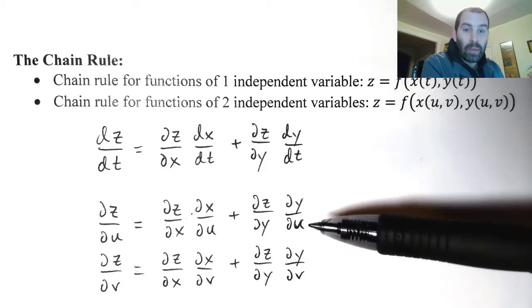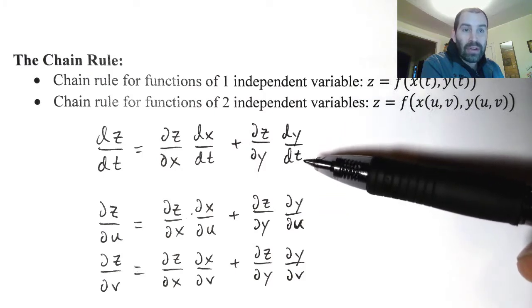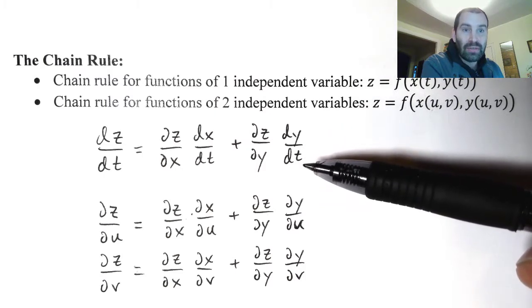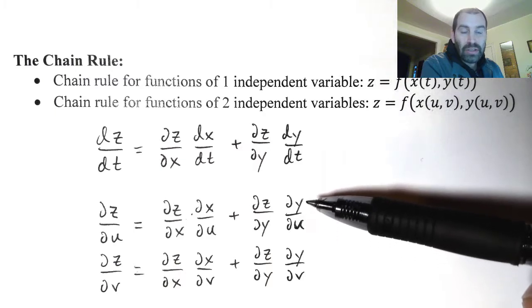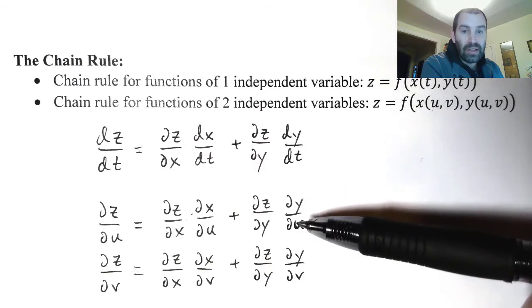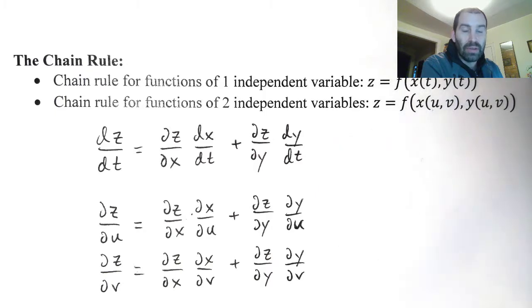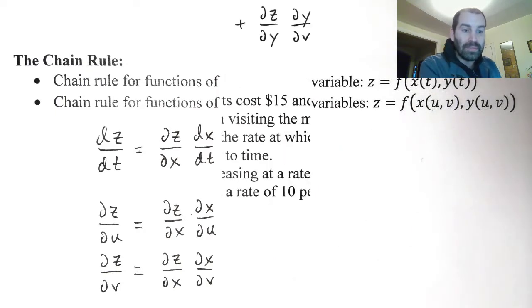Why is that? Well, whereas this one was an ordinary derivative with respect to a single variable, these are partial derivatives. Because these functions x and y are functions of two variables, I use the curly d to denote it. So that's why we have that distinction between these two formulations.